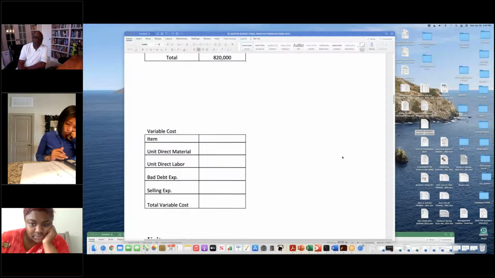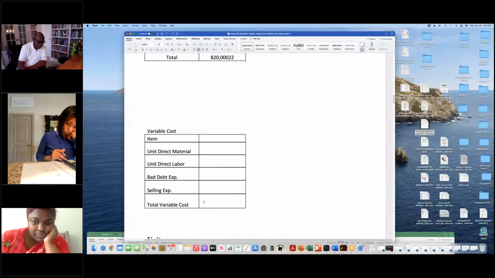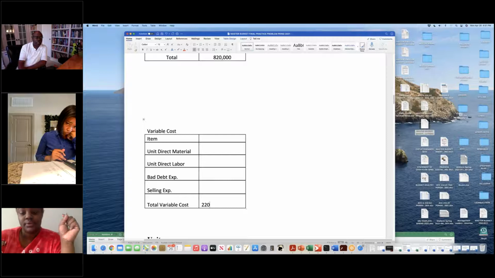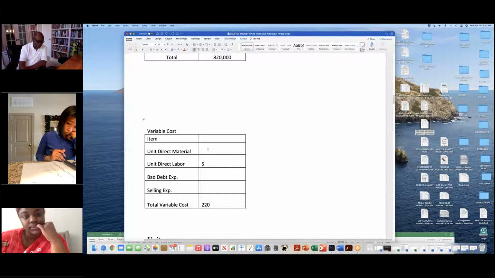Okay, the number is 220. Oh, 220. So give me the composition of that number. What makes up the 220? The direct material is 55, that's 40 plus 15. The direct labor is 5. The bad debt expense is 80. And then the selling expense is 80. And that makes 220. Yep.